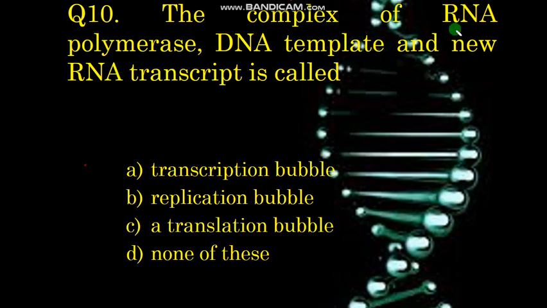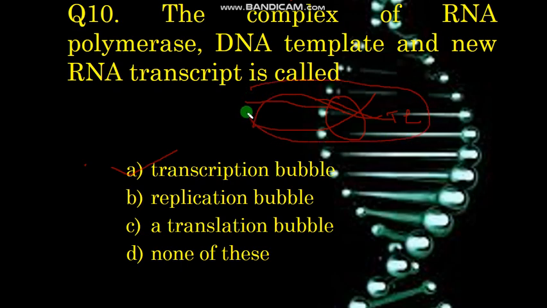Question number 10. The complex of RNA polymerase, DNA template and new RNA transcript is called: option A, transcription bubble. Option B, replication bubble. Option C, translation bubble. Option D, none of the above. And the correct answer is transcription bubble. Here, the RNA polymerase unit, DNA template, and new RNA transcript, the entire unit we call a transcription bubble.